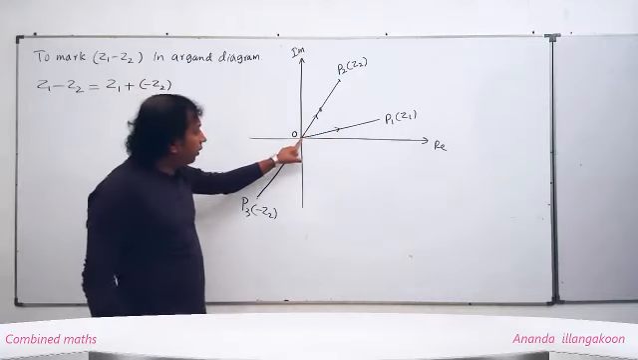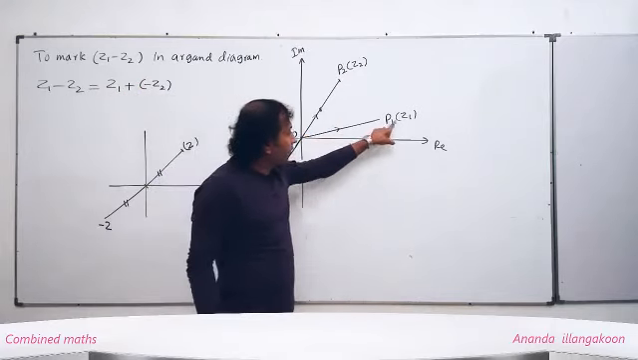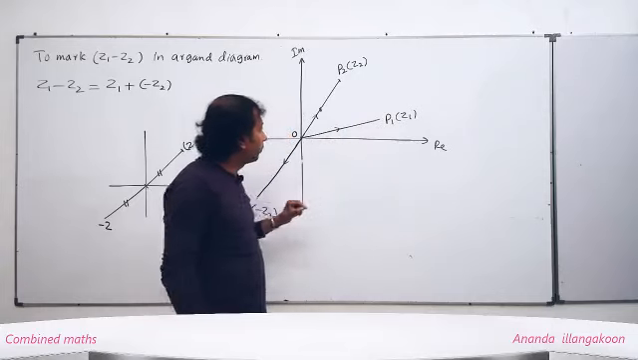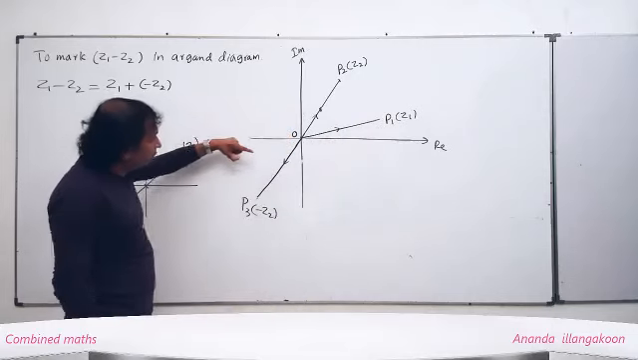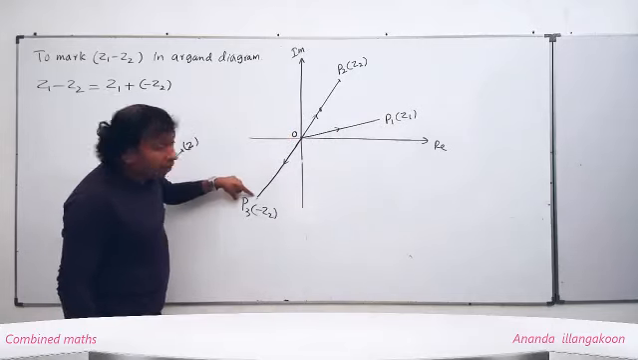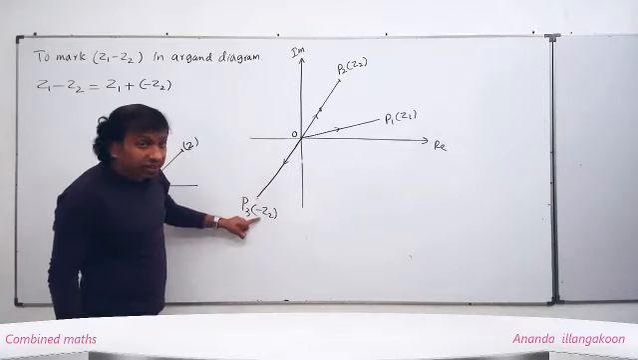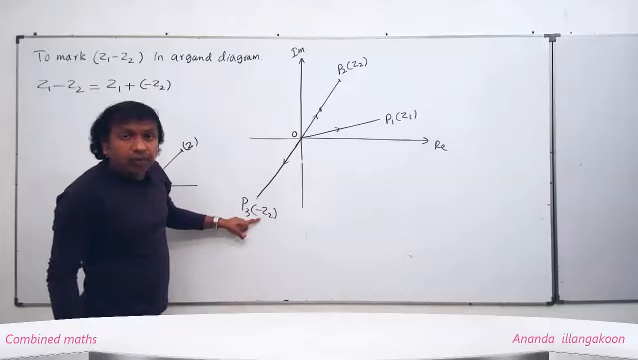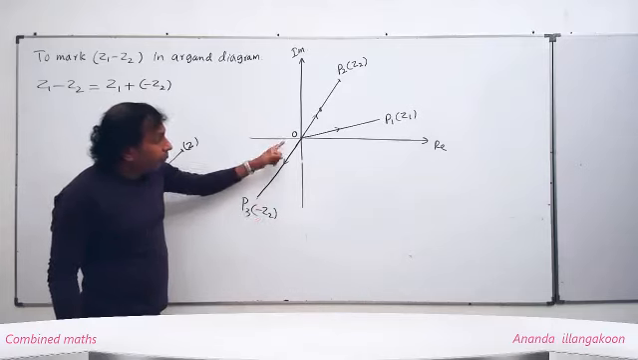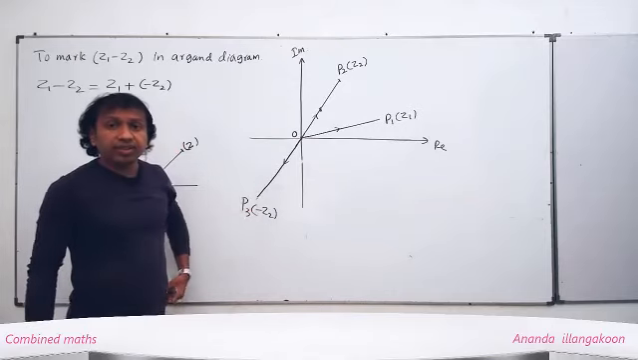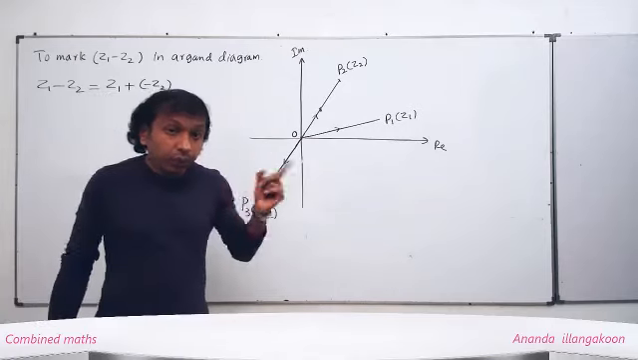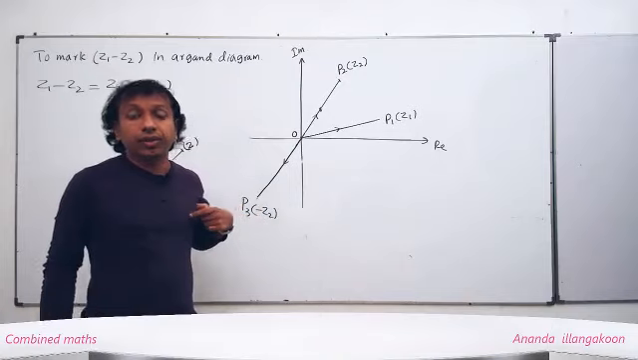Then the line segment that represents the complex number Z1 is this OP1. Minus Z2 is represented by this OP3. Then to add Z1 and minus Z2, we have to construct the parallelogram with OP1 and OP3 as its adjacent sides, according to the previous proof.